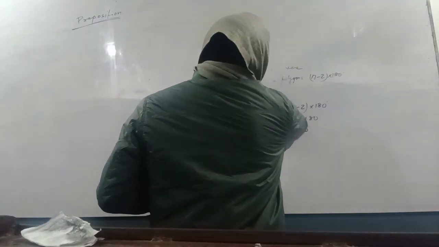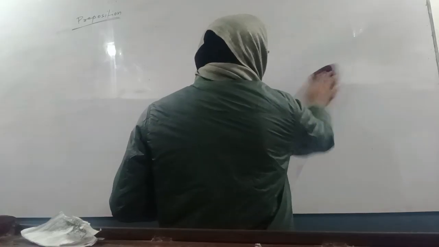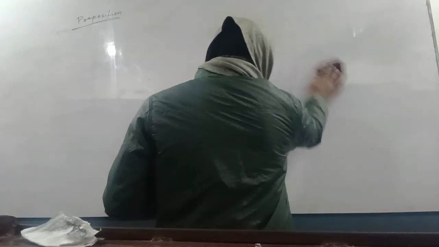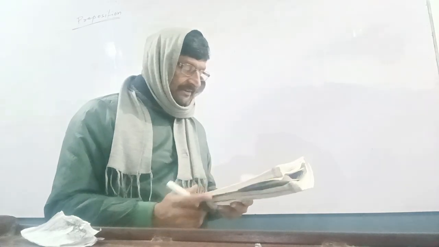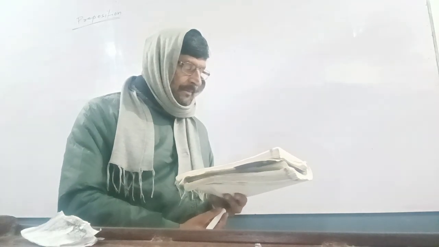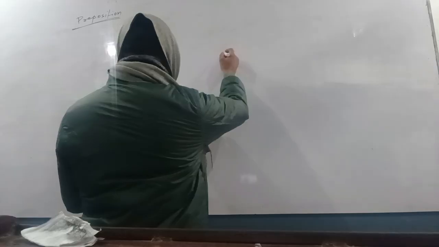Question number 50. ABCD is a rhombus in which the lengths of the diagonals AC and BD are given as 8 cm and 6 cm respectively. Find the perimeter of the rhombus ABCD. So it is a rhombus.